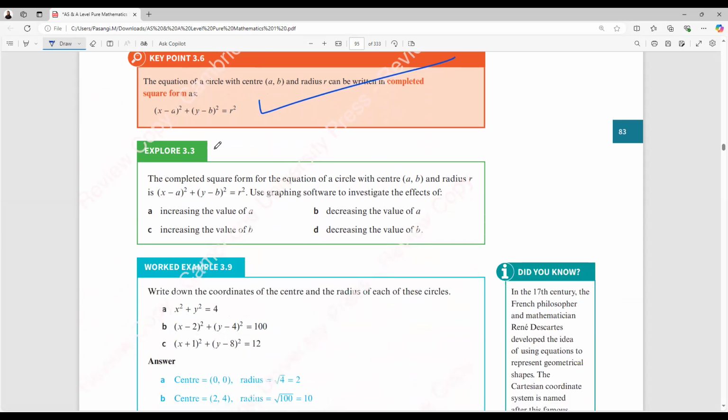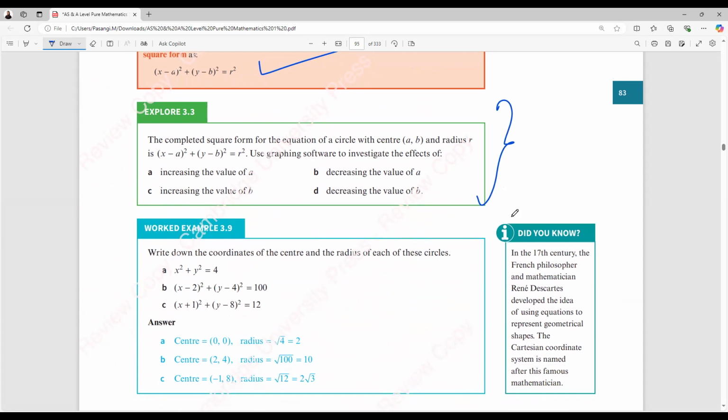Okay. Can you please explore 3.3 and the worked examples? Go through them.